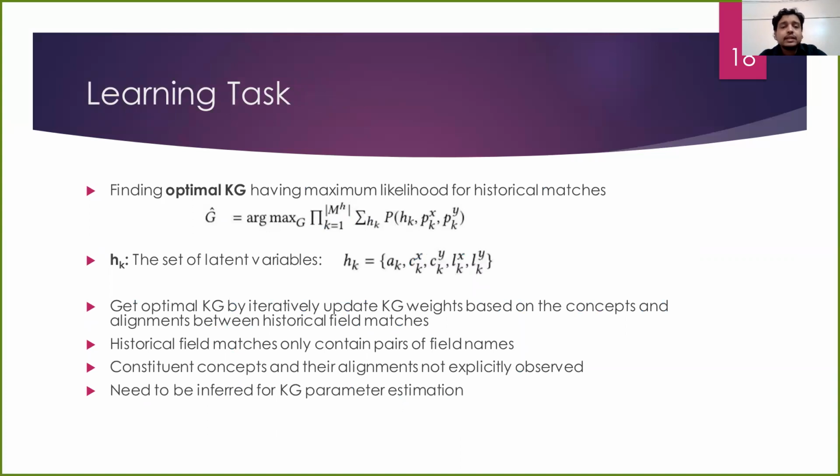Now, on the other task, in the learning task, given historical matching information, our goal is to find the optimal KG parameters which maximize the likelihood of the matching for the historical data. We formalize the task as a maximum likelihood estimation problem involving hidden variables with respect to the KG. Here hk depicts the hidden variables for the kth field pair. In other words, the task is to find the concept relationships and associated weights that maximize the alignment between the training set of matched field pairs.